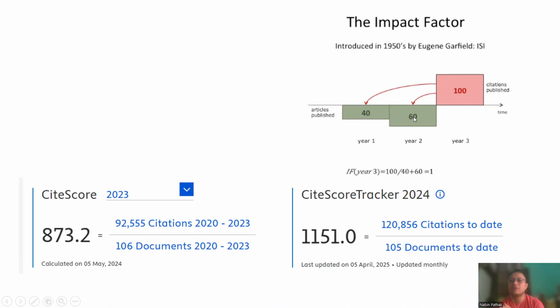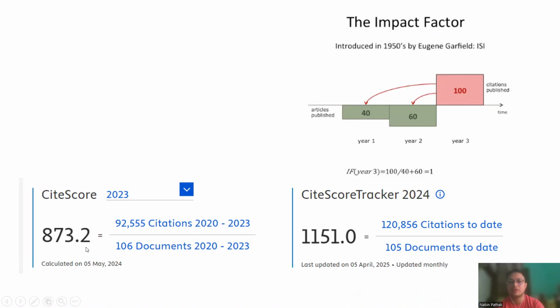So the impact factor for the corresponding 3 years turns out to be the number of citations divided by the number of papers published over the years. The number of papers is 40 plus 60, and they have corresponding citations of about 100 in the third year. So the impact factor for the third year comes out to be 1, which is a very good score. Similarly, there are also other databases which measure strength through different quantitative scores, such as CiteScore Tracker, which also quantitatively analyzes values in terms of citations and documents.